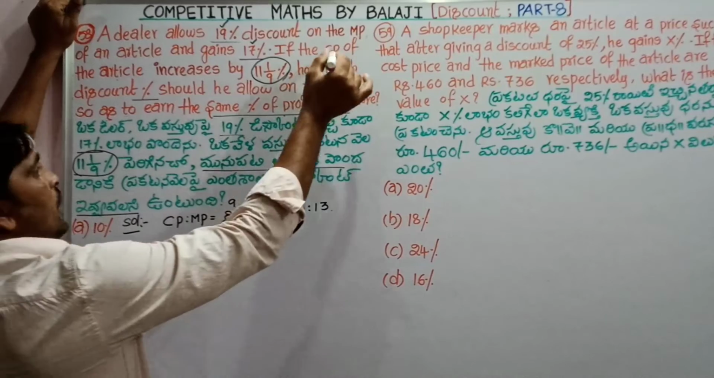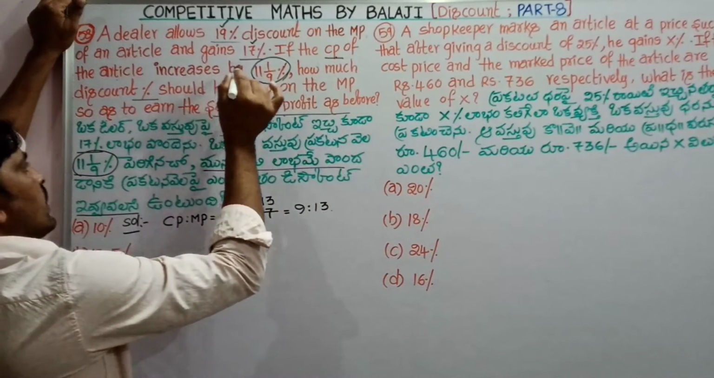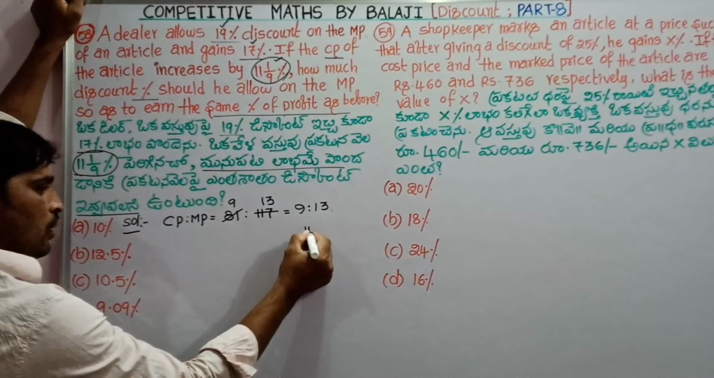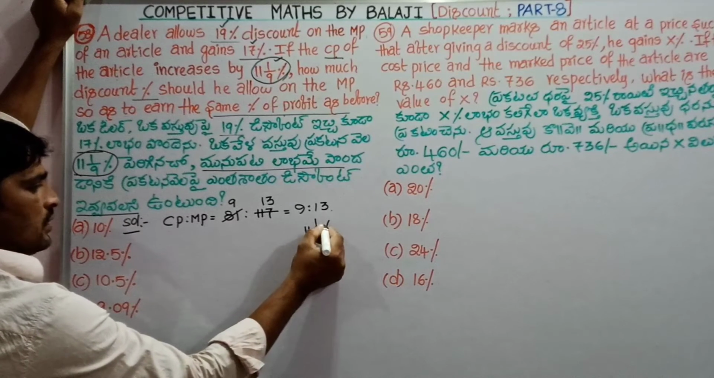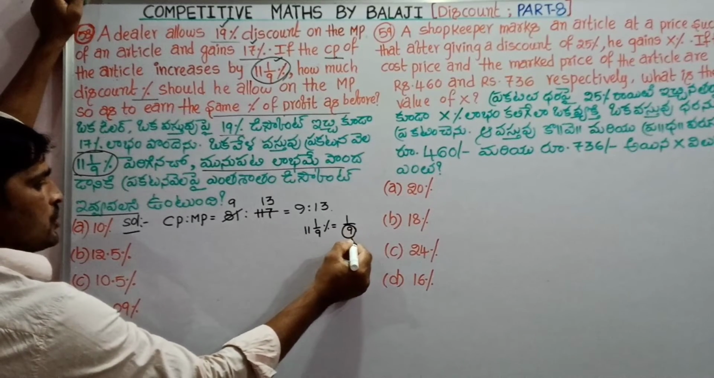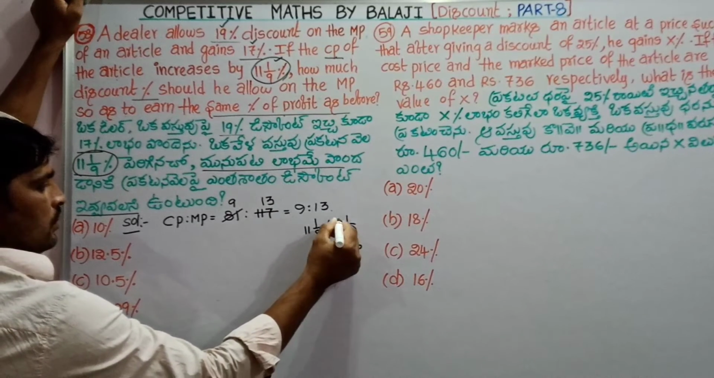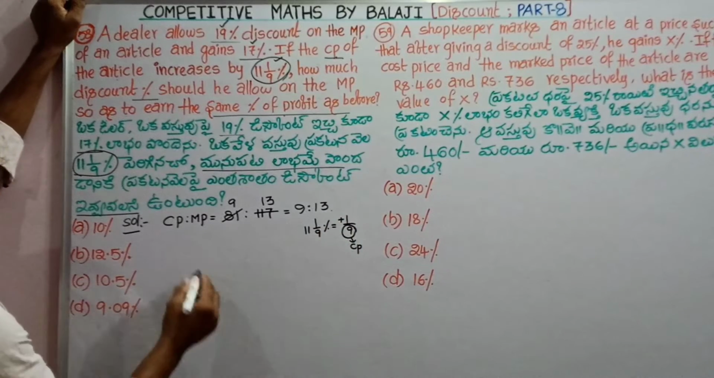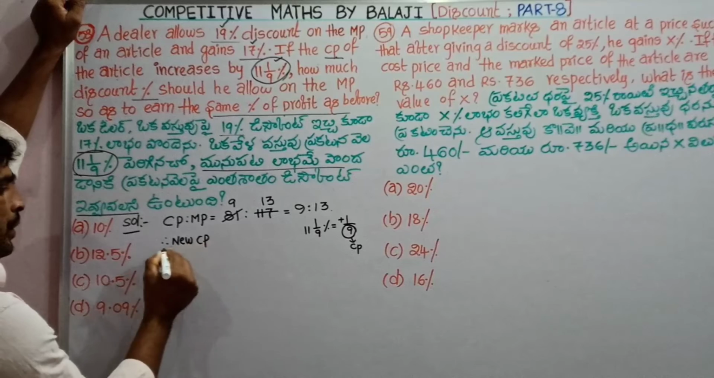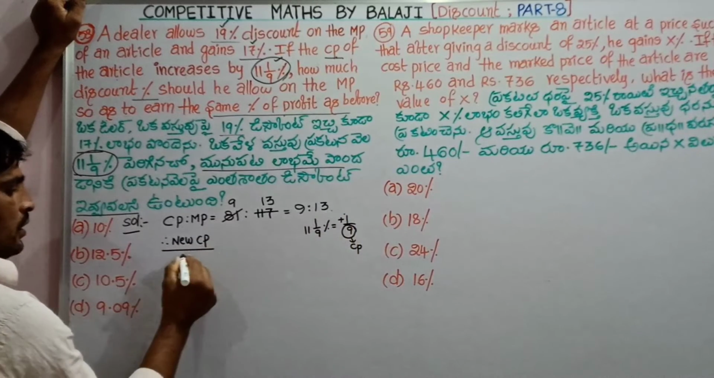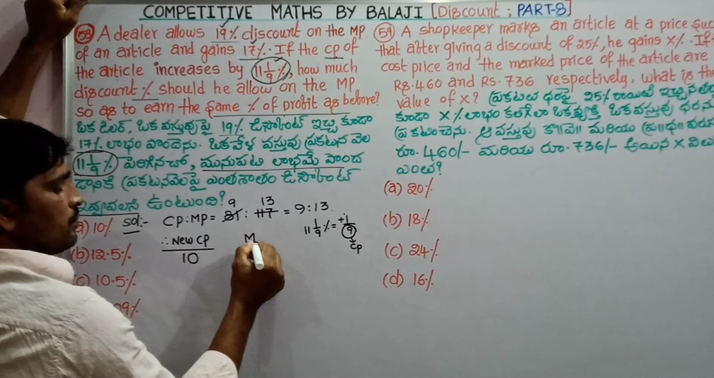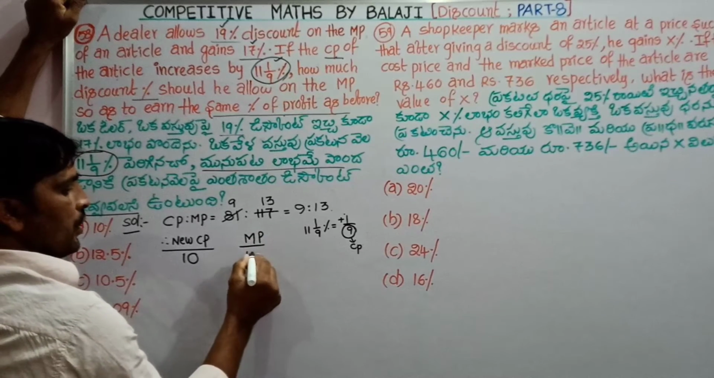And it is given that the cost price of the article increases by 11 whole 1 by 9%. What is the fraction value of 11 whole 1 by 9%? It is equal to 1 by 9. If the original cost price is 9 units, the new cost price increases by 1 unit. Therefore, the new cost price becomes 9 plus 1, 10 units. And the market price is what? Market price is 13 units.